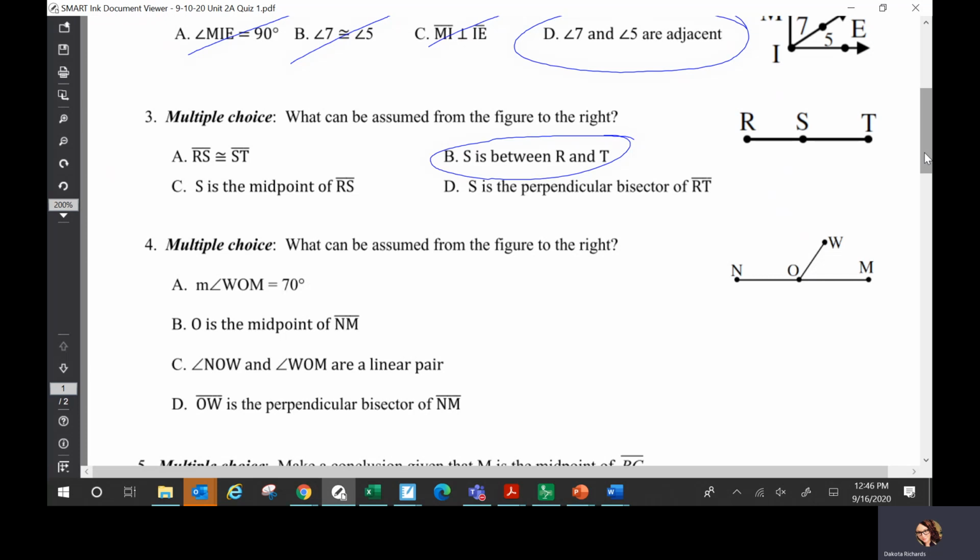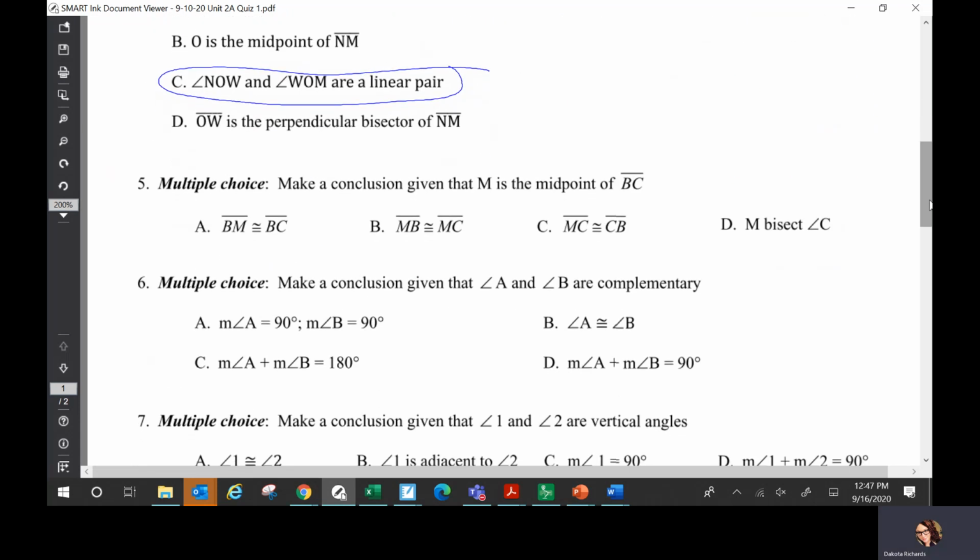Right? What can be assumed from the figure to the right? Okay, we don't know angle measures, so we don't know if WOM is 70. We don't know if O is the midpoint. We do know that they make a linear pair. We don't know that they're perpendicular. The only thing you can assume is C. Angle NOW and angle WOM are a linear pair. Okay.